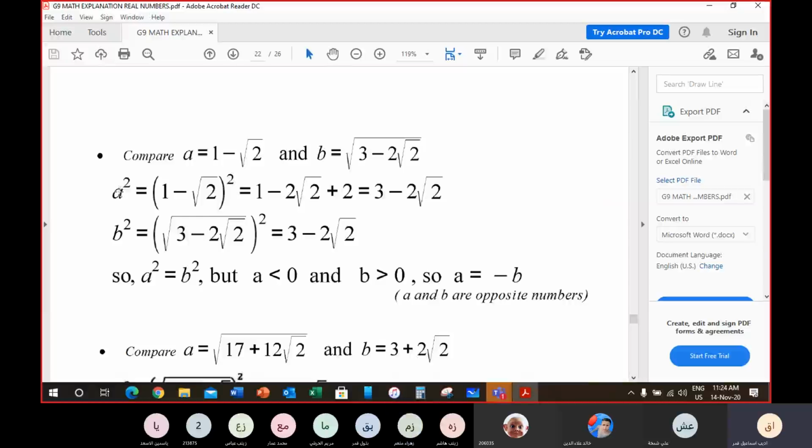We square both. A squared is (1 minus radical 2) squared and we apply the remarkable identity of the square of a difference: a squared minus 2ab plus b squared, which is 1 squared, minus 2 times a times b, total 2 radical 2, plus b squared, total plus 2. The answer is 3 minus 2 radical 2. B squared equals radical squared, total 3 minus 2 radical 2. The numbers came out 3 minus 2 radical 2 and 3 minus 2 radical 2, so A squared equals B squared.